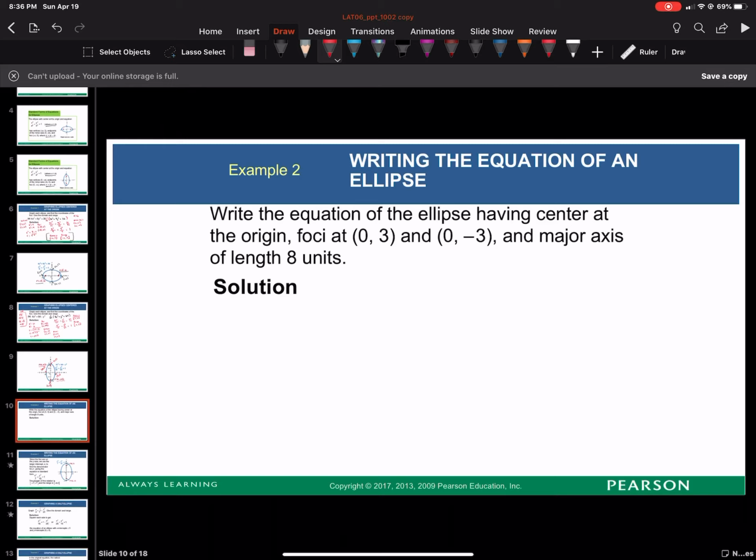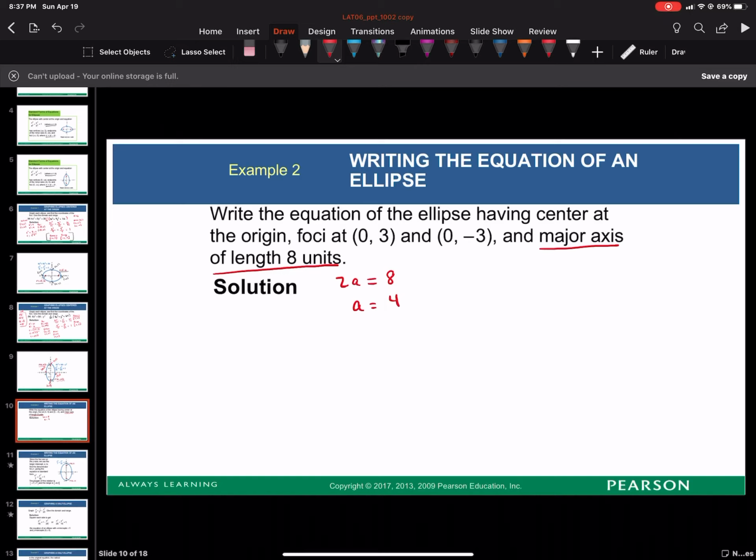We know that this is an ellipse, so it's symmetric, right? So all you have to do is cut the length in half. So we have 2A is equal to 8, because it says the major axis is length 8 units. Since it's symmetric, all we have to do is cut it in half, and we can find what A is. So A is equal to 4.